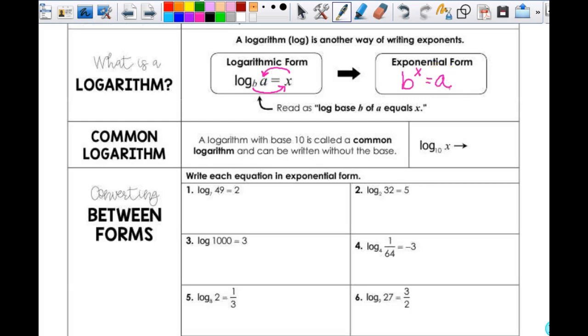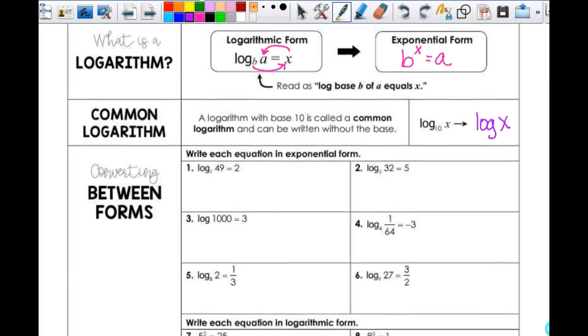Rewriting logs as exponents and exponents as logs should be very simple. That should definitely be something that you have down by now, even if you didn't love logs the first time around. So your common logarithm, the one that's on most all calculators, is when you have base 10. So we don't really write the base. This is just log of x.